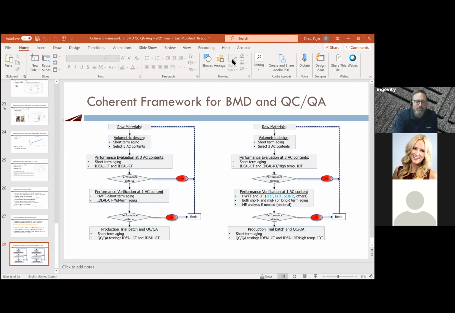Thanks, Fuji. Well, we've got a few questions that were out in the chat. I tried to answer a couple of those, and there's one or two that I probably didn't do right. But anyway, there's one question from Jason Bloomberg. He's asking, what's the specification for the ideal RT?